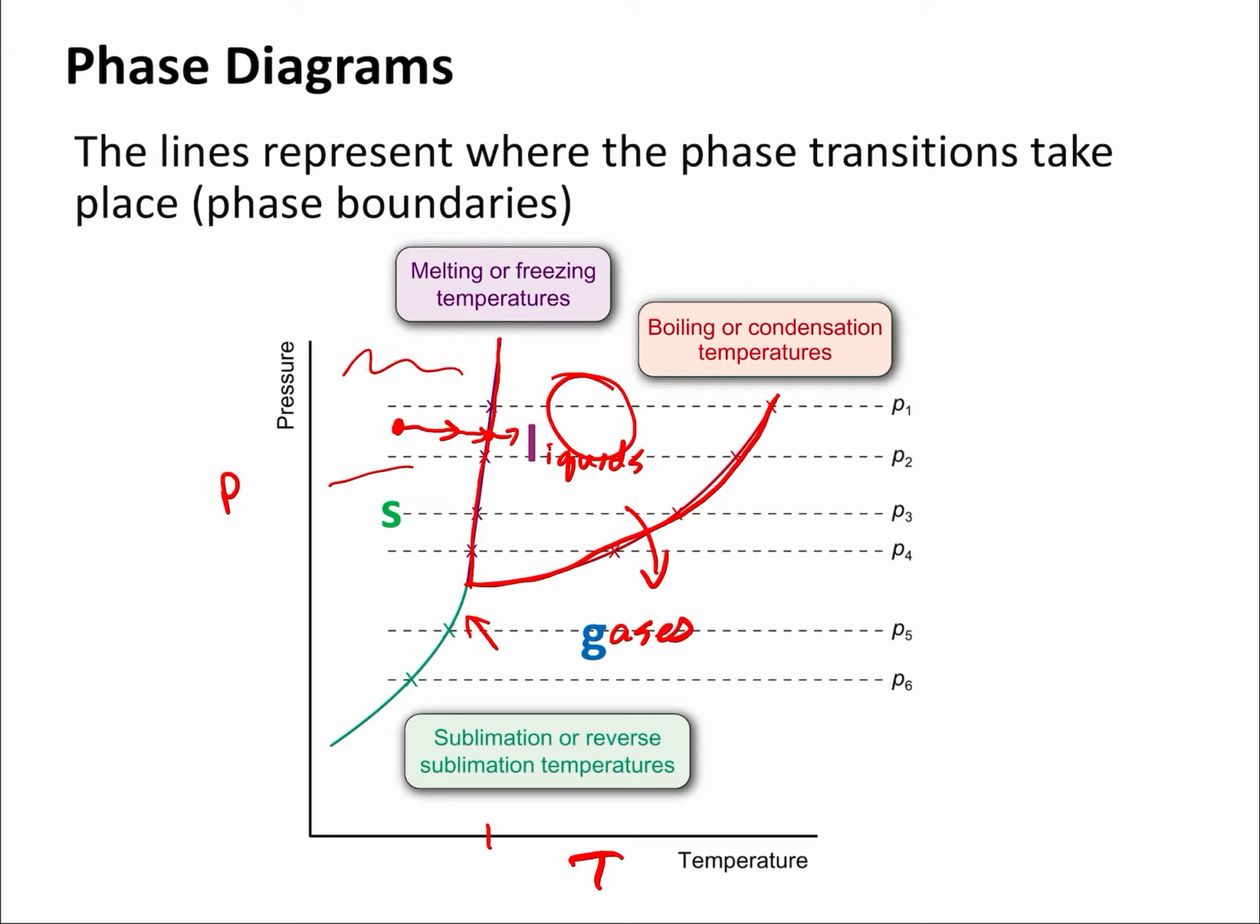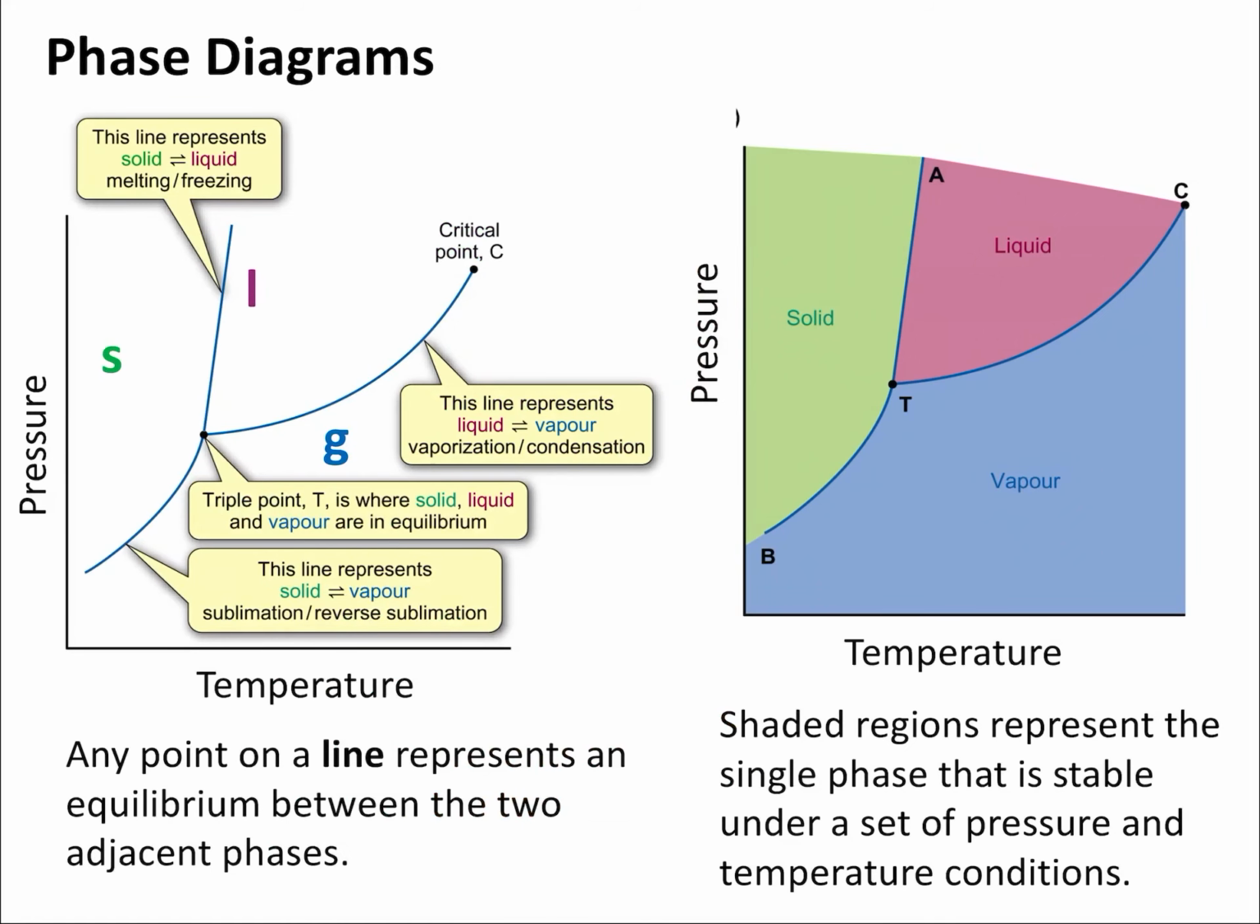One interesting thing you can see here is a point right there where all the lines meet. This is called the triple point. At the triple point, you have an equilibrium existing between solids, liquids, and gases all at once. All right, so this is just showing more or less the same thing. The line is the boundary between two adjacent phases. If you're on the line, it means you're in an equilibrium situation.